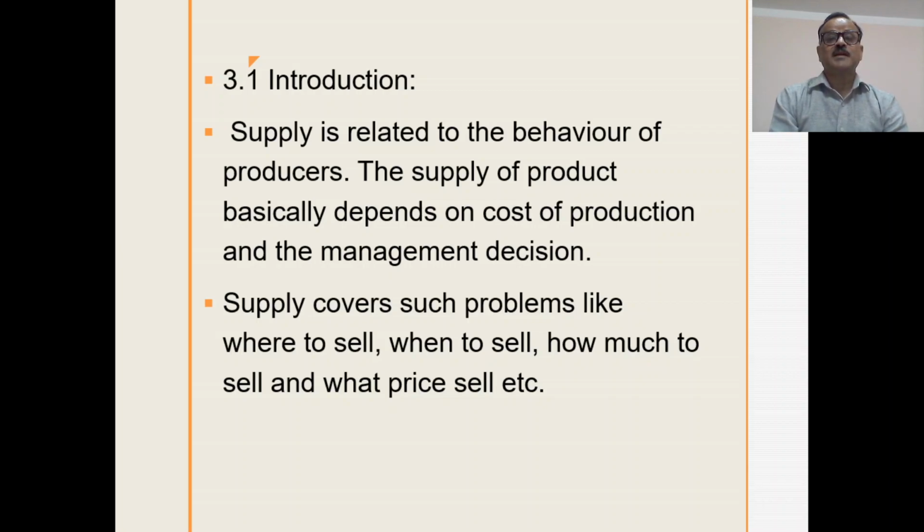Introduction. Supply is related to the behavior of producers. The supply of a product basically depends on the cost of production and the management decision. Supply covers such problems as where to sell, when to sell, how much to sell, and at what price to sell. So basically, supply is related to the producer. It is the producer's part. The supply of a product depends upon the cost of production and the management decision.